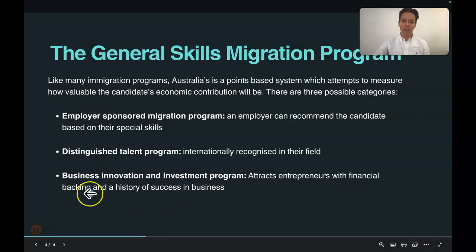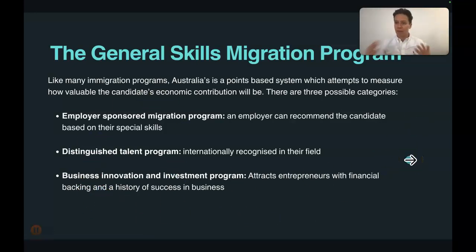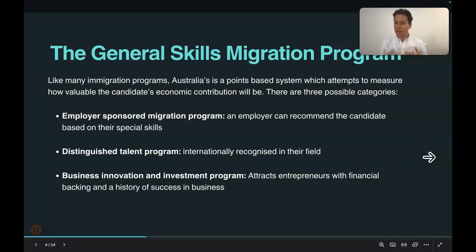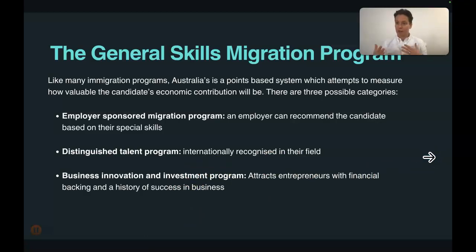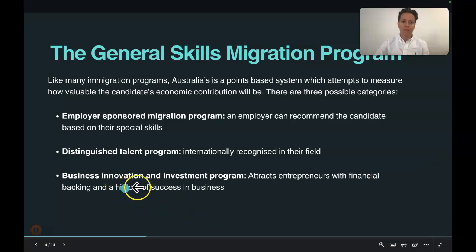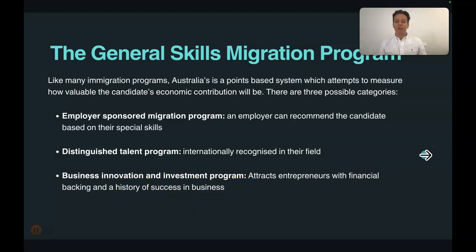There's a little bit of extra detail here that you don't necessarily need to include, but effectively there's three avenues with which the program works. Number one, you might have an employer sponsor you. So an employer can recommend a candidate based on their special skills. So the Australian employer might really want someone in particular from overseas, and so they will recommend them to come into the country through this program. Distinguished Talent Program is where someone is internationally recognised in their field and they gain access to the Australian workforce through those means. Or finally, Business Innovation and Investment Program. This attracts entrepreneurs with financial backing and a history of success in business. So three specific avenues with which someone from overseas might come to Australia as a skilled migrant.